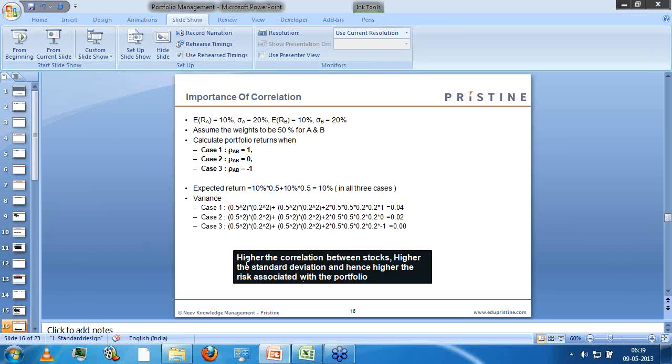So, one important concept that is highlighted in black is: the higher the correlation between stocks, the higher will be the standard deviation, and hence the higher the risk associated with the portfolio.